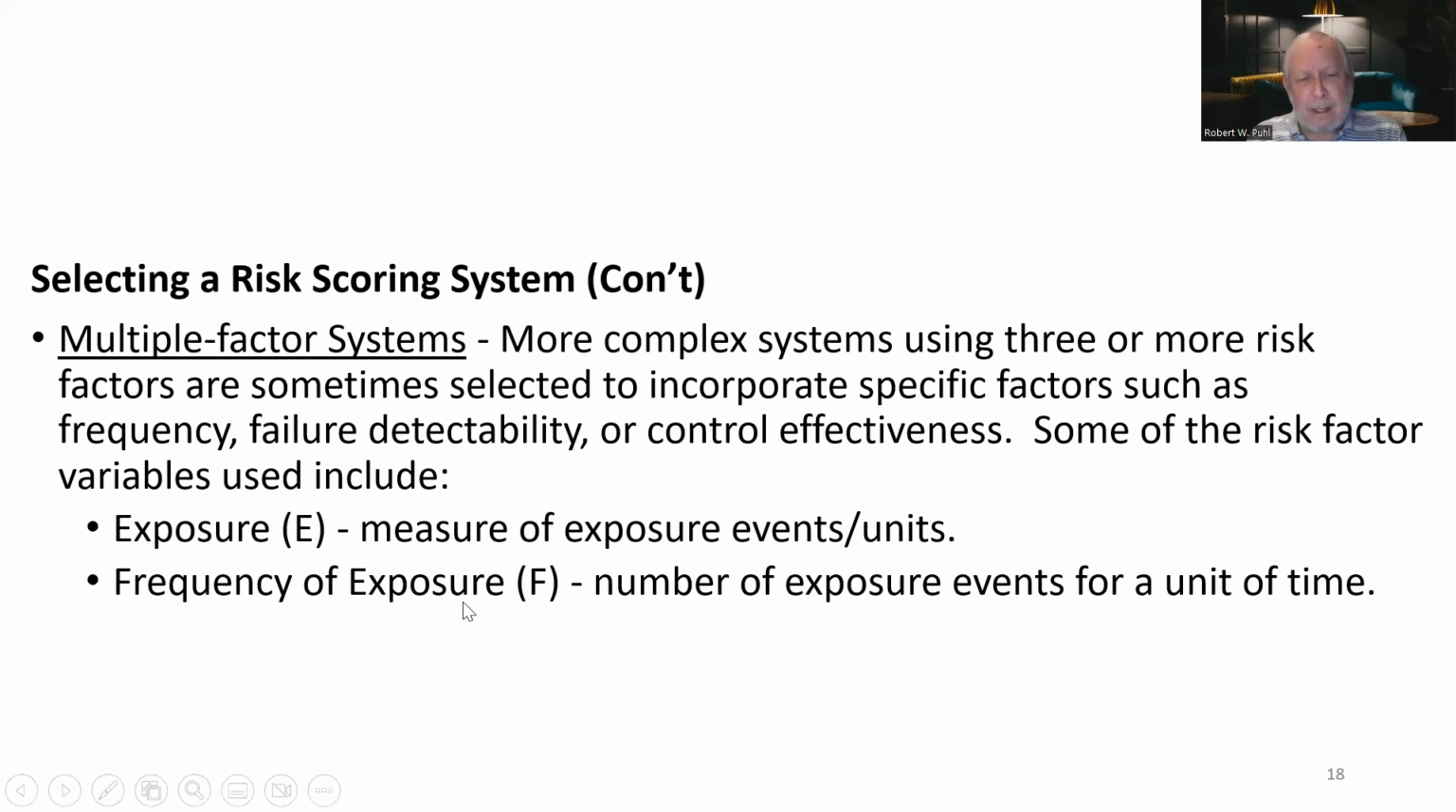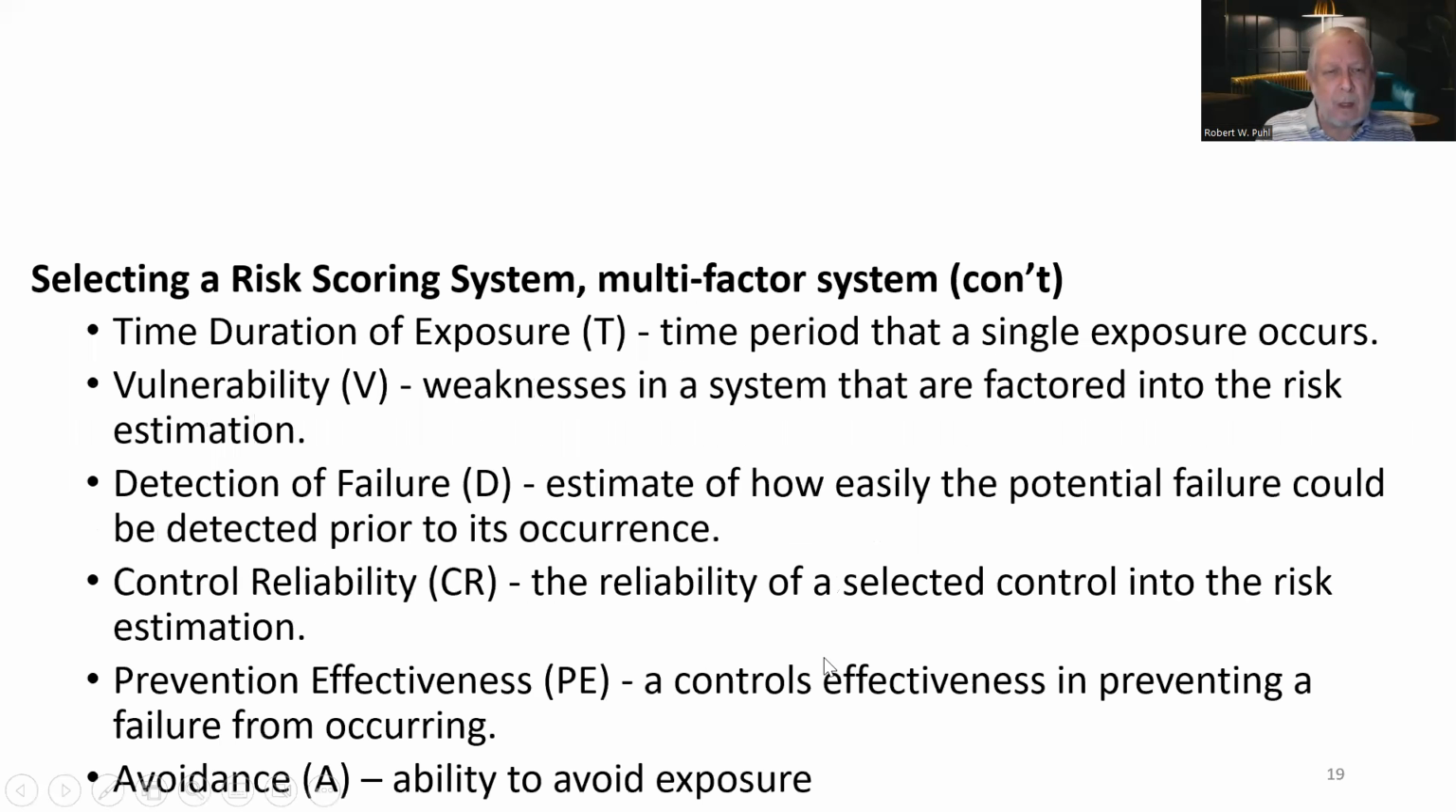And generally these things, even though they're not written down, are considered when you think about likelihood. If the exposure to this particular hazard is once every year, then the likelihood is probably pretty low. But if hundreds of people are walking by it every year, then your exposure is going to be really high. So frequency of exposure is a factor in the exposure, of course. Time of duration of exposure. There you go. Time period that a single exposure occurs.